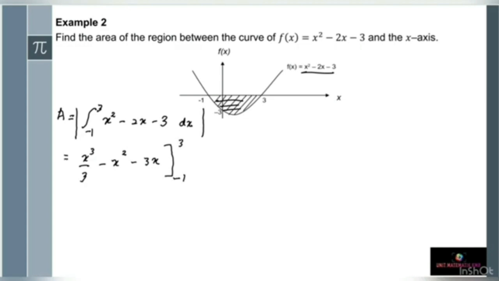Right, and don't forget the modulus. So next step is we substitute the value. So we might have 3 to the power of 3 divided by 3 minus 3 squared minus 3x. Oh no, not 3x, sorry.